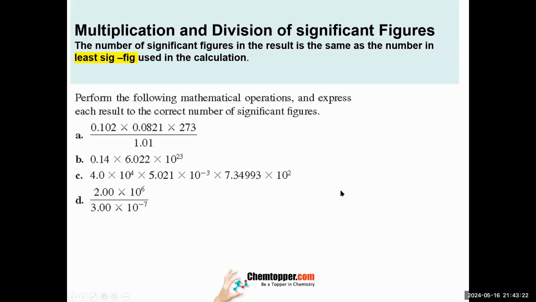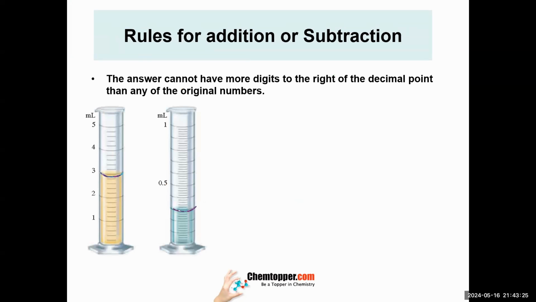Okay, now that was the rule for multiplication and division. Now the rules for addition and subtraction. When you are adding or subtracting in your calculations, the rule for significant figures is different. In that case, you have to express your answer in minimum decimal places. Let me give you one example. Let's say you're adding 1.0 plus 1.00 plus 1.000. You're adding these numbers.